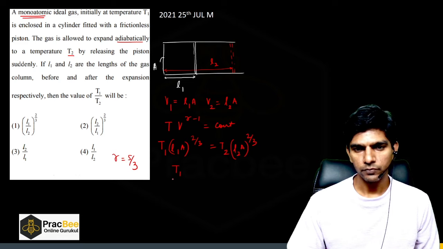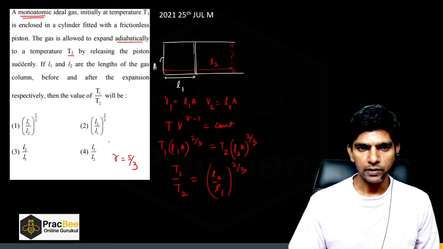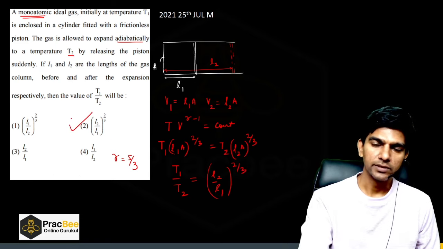So we have to find T1 by T2. So that will be (L2 by L1) raised to power 2 by 3. So option 2 is the right answer.